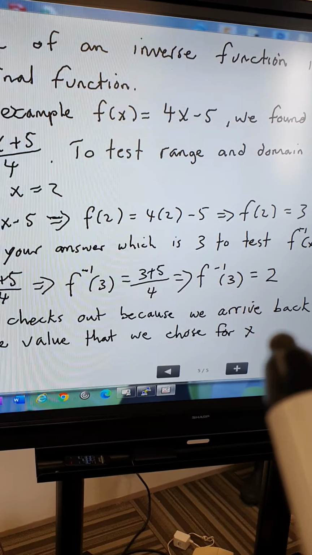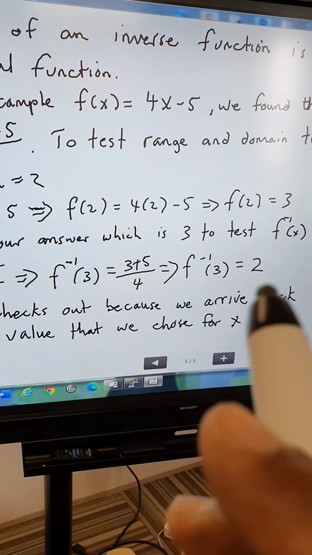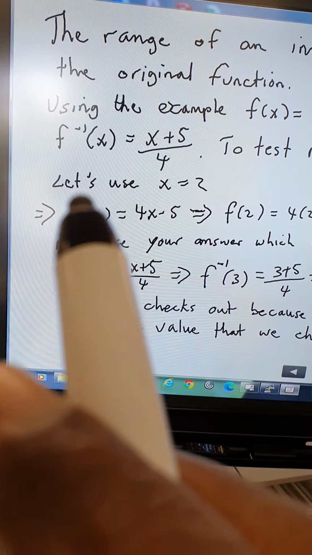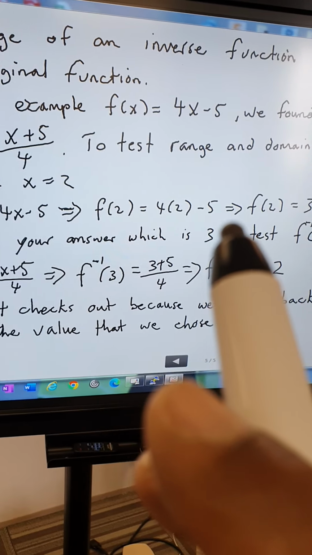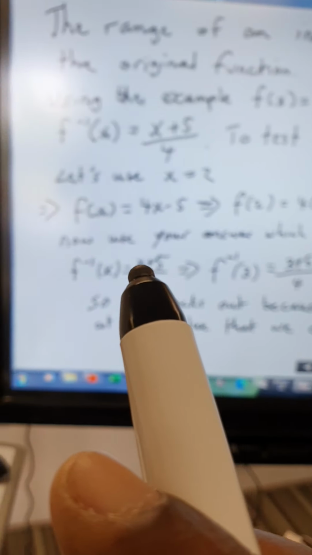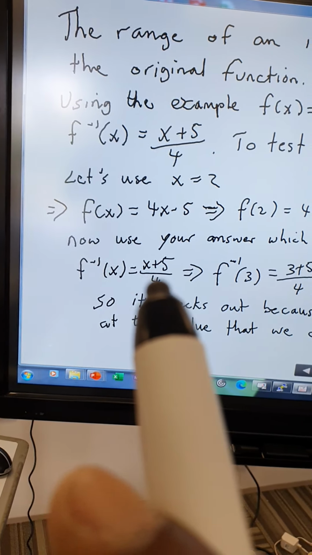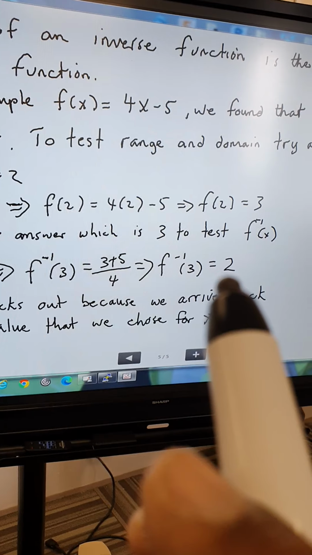The original domain value, which is your x values, we chose 2, right? Use 2, put it into the original function, and we got 3. We took that 3 and put it into the inverse function, and then we arrived back at 2.